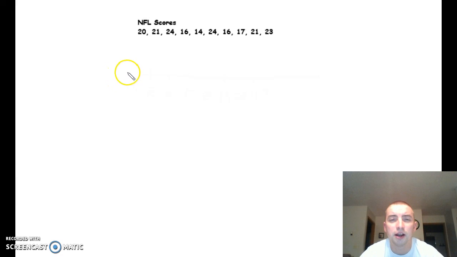Hey Explorers, today we're going to learn how to make a line plot. So I have my data here, and first I'm going to start by drawing a number line.